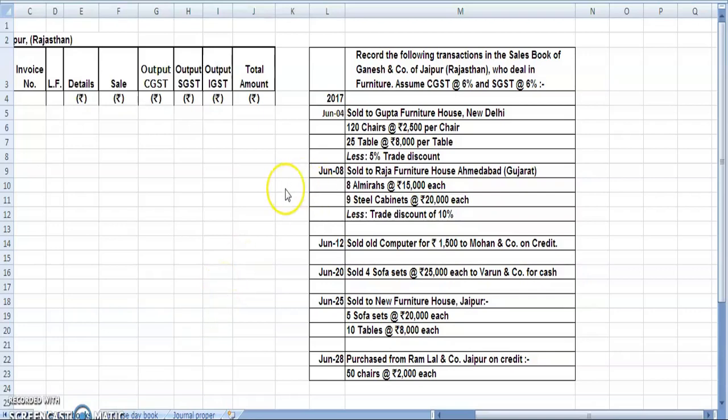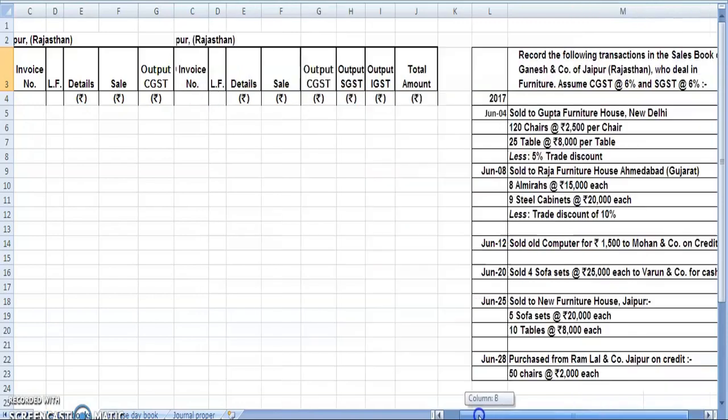So we have made the purchase day book. Now we'll make the sales day book. The sales day book, in both we record only the credit transactions.